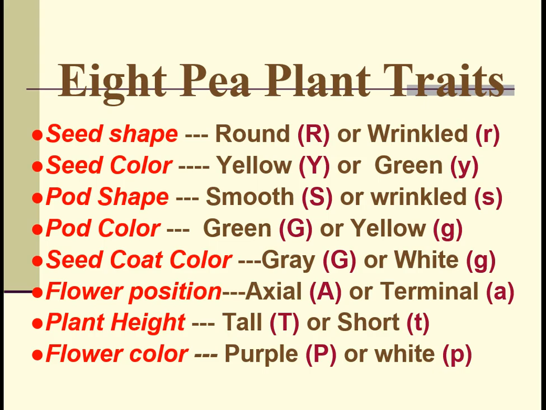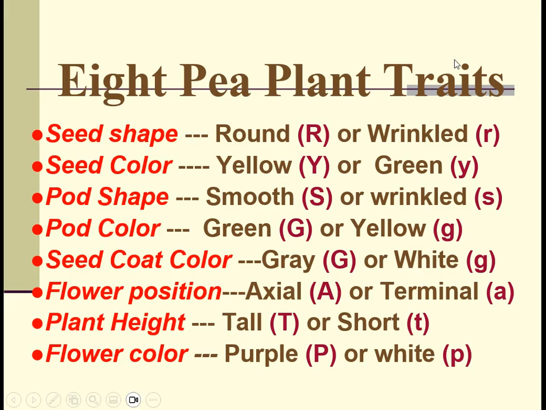So he took seven pea plant traits. What are those traits? Seed shape, which can be round or wrinkled; seed color, yellow or green; pod shape, smooth or wrinkled; pod color, green or yellow; seed coat color, gray or white; flower position, axial or terminal; plant height, tall or short; flower color, purple or white.